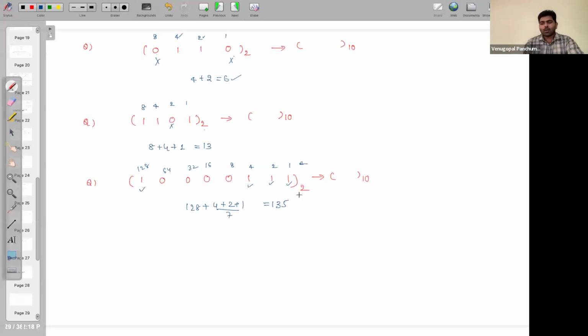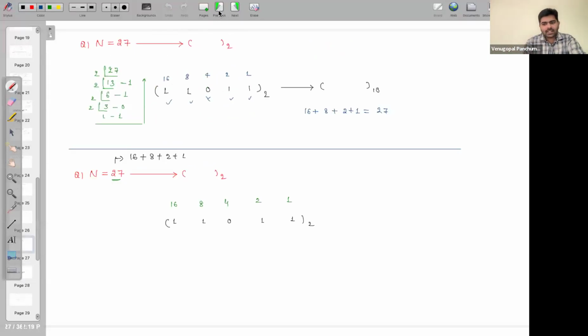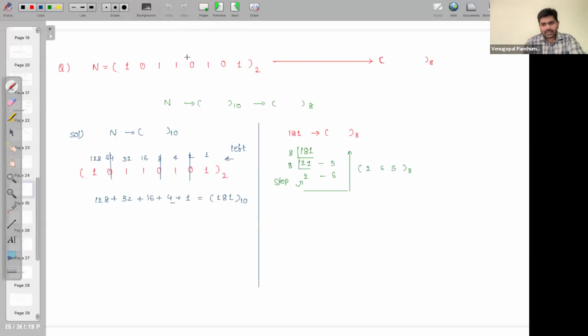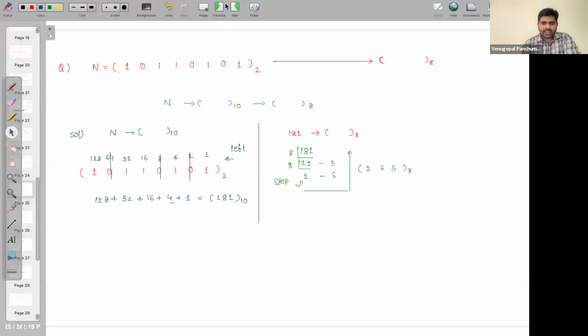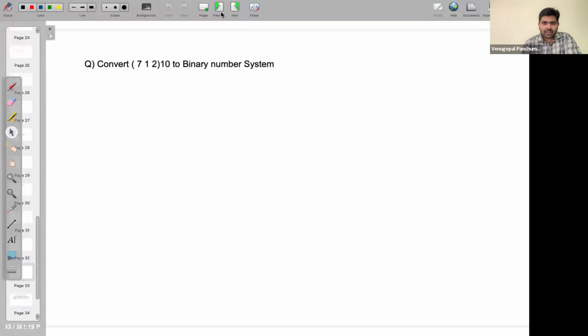Right, so now let's go back and see where we have stopped here. We have seen this question and we want to convert this to octal. Then what did we do? We first converted this into a decimal, then converted this back to octal. So now I will take this slide and let me explain here.